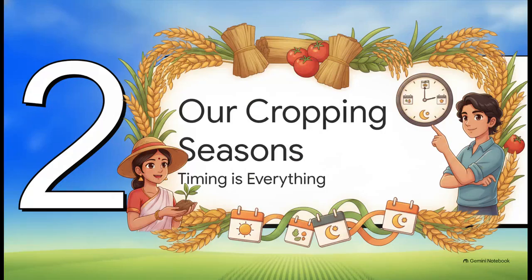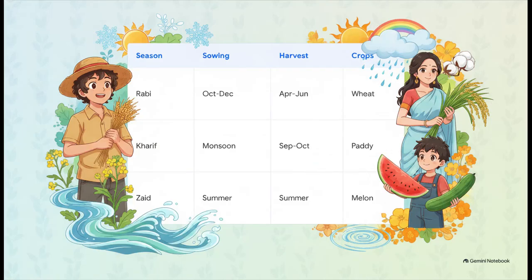Moving right along to Section 2, our 3 cropping seasons. Because in agriculture, timing is absolutely everything. India actually has 3 very distinct cropping seasons: Rabi, Kharif, and Zaid. Let's break them down. First, Rabi crops. These are sown in the crisp winter months, from October to December, and then harvested in the summer. Think wheat and mustard.